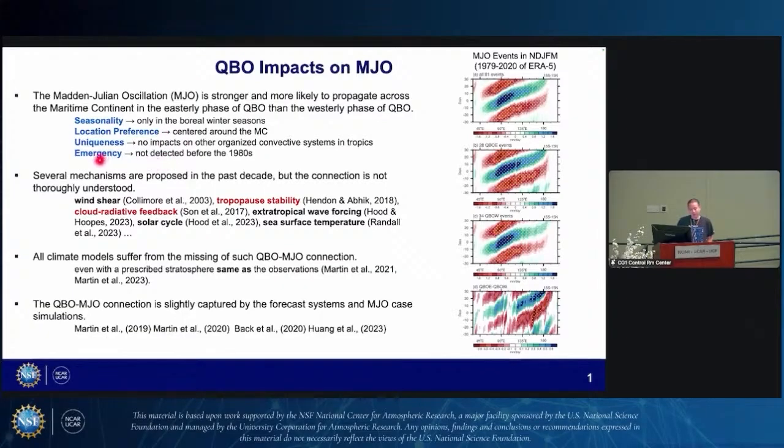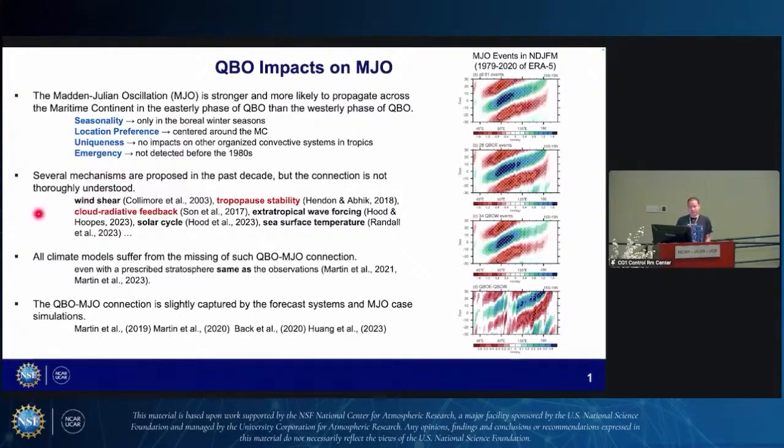And then the last is its emergence. You can only detect the QBO-MJO connection in the reanalysis datasets after the 1980s, but before the 1980s, you don't see such a strong connection in the reanalysis datasets.